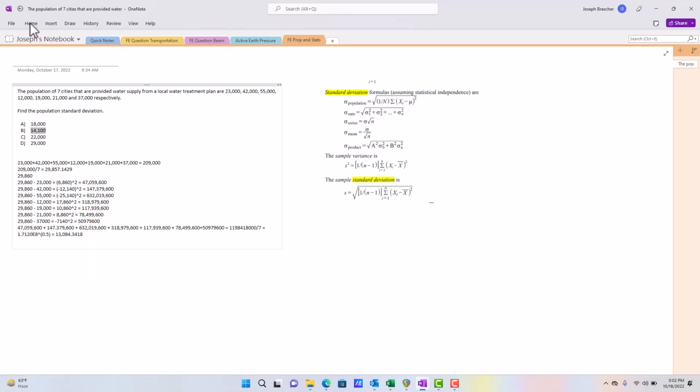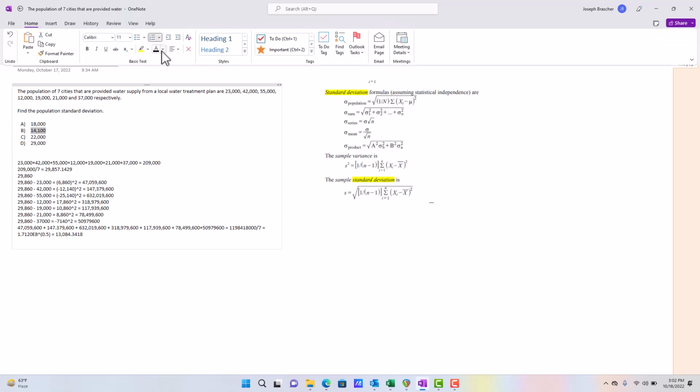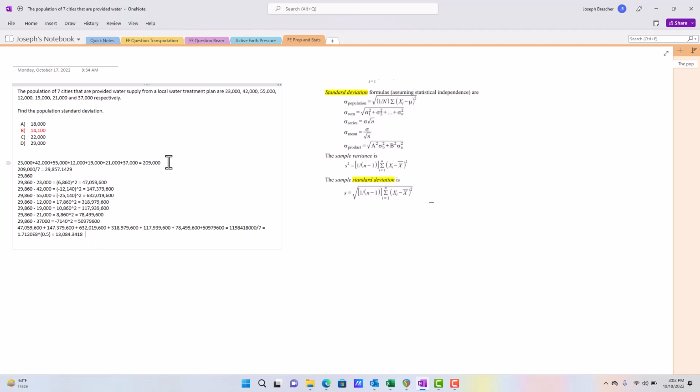However, maybe one of the answers was just incorrectly rewritten, but the calculation is correct here. And so we did find the standard deviation of this population set here was 13,084, or you could say 13,100. We're going to go with the answer B. So that's how to find the standard deviation of a population set. Remember, there's a difference between a sample and a population. Make sure you're able to differentiate between the two and then properly conduct your calculations to get the correct answer.